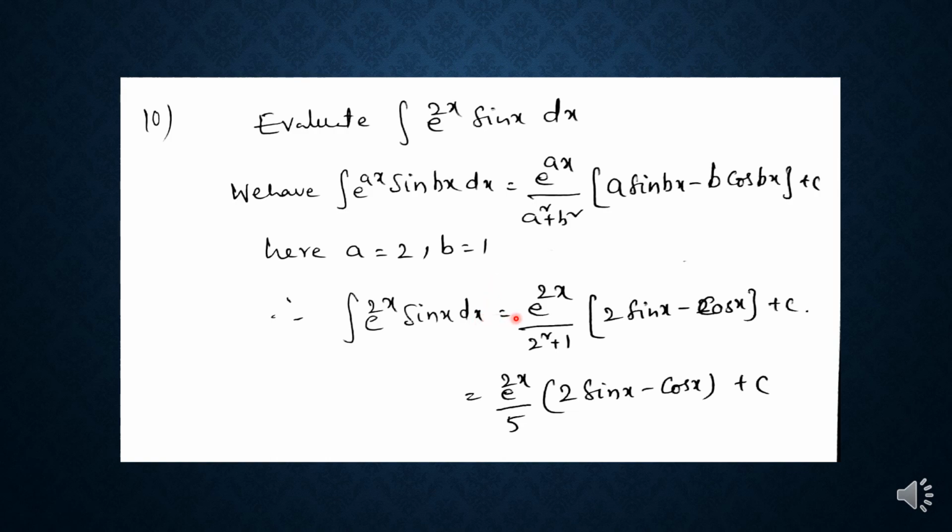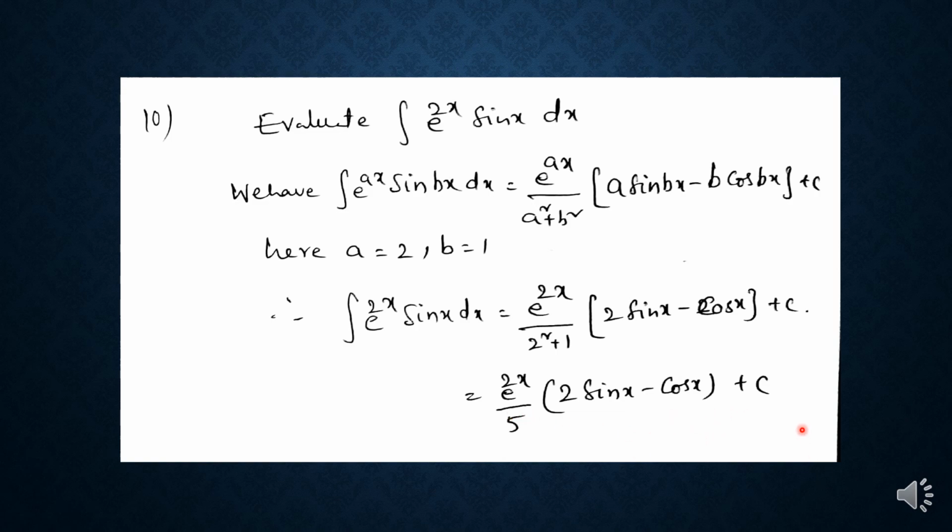That becomes e^(2x) by (2 squared plus 1 squared) into (a sin bx). A is equal to 2, so 2 sin x, minus b is 1, so 1 cos x, plus c. That is equal to e^(2x) by 5 into (2 sin x minus cos x) plus c. So the integral of e^(2x) sin x dx is equal to e^(2x) by 5 into (2 sin x minus cos x) plus c. So this is the answer.